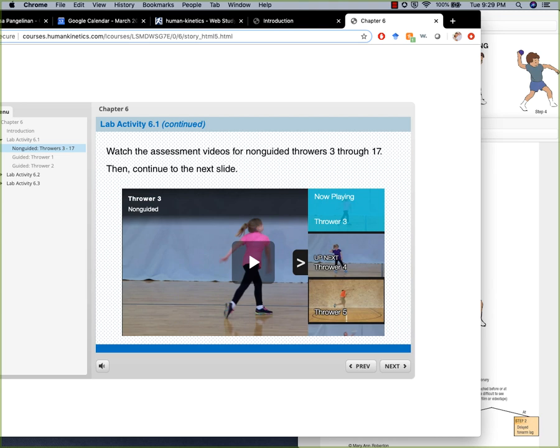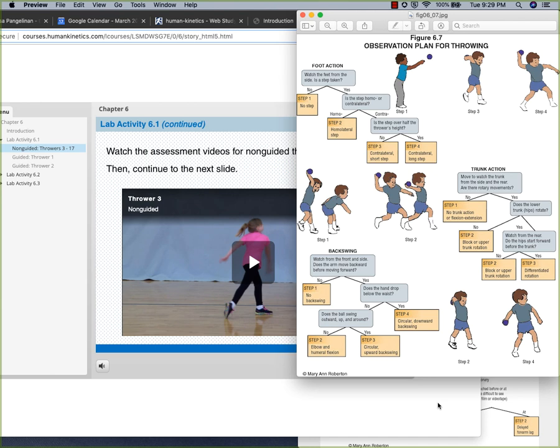During the quiz, I would have the assessment videos up, as well as the observation plans, and then have the quiz questions up on a separate screen. That way you can always refer back to the actual videos, the observation plans, and your notes while taking the quiz. Remember that the quiz is timed for 30 minutes, so it's very important that you work quickly and that you have already made your observations for each of the different throwers and are really only going back to the video and the observation plans or your notes to make sure you're on the correct track.